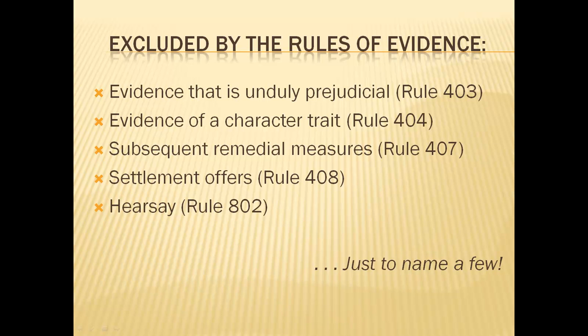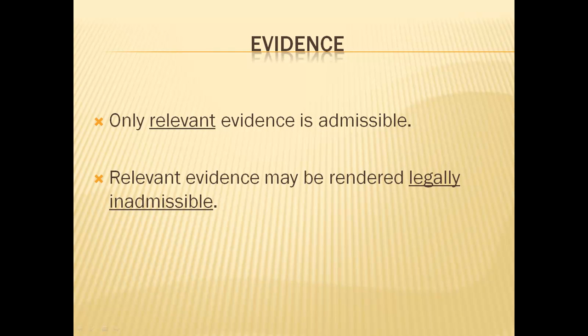Of course, this is not an exhaustive list of all the types of evidence that may be excluded under the various rules of evidence in spite of relevance. There are others, and these are just a few of the examples. It's also important to keep in mind that there are exceptions to the general rules concerning the exclusion of each type of evidence. The important principle to keep in mind is that only relevant evidence is admissible at trial, and even evidence that is relevant might be rendered legally inadmissible.